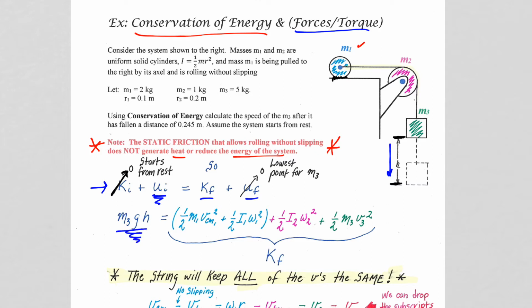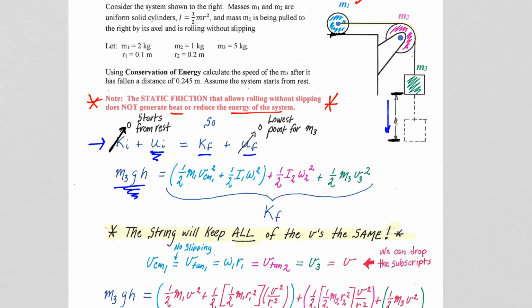Then we have to take into account every single piece of kinetic energy in the problem. That means M1 has both translational kinetic energy and rotational kinetic energy. The spinning disk only has rotational kinetic energy. And, of course, the mass M3 will get just translational kinetic energy. So all of that kinetic energy has to be taken into account.